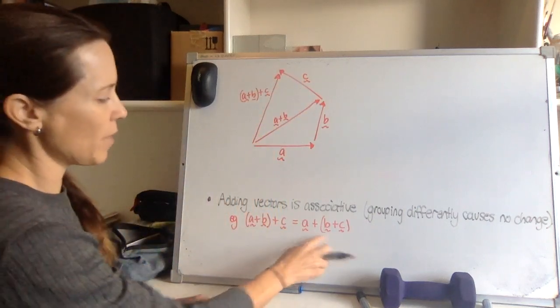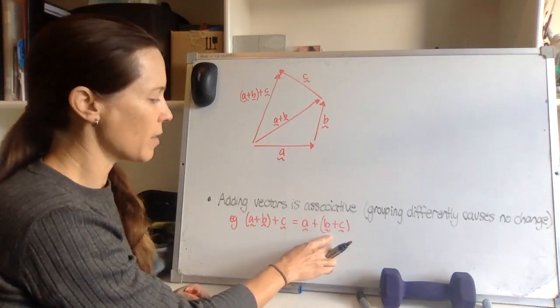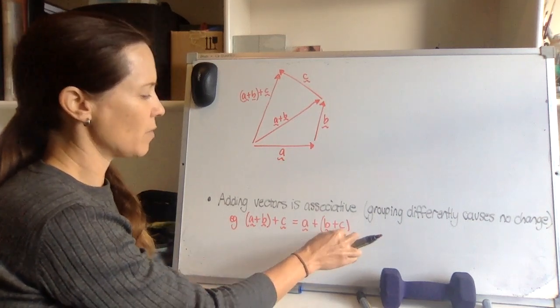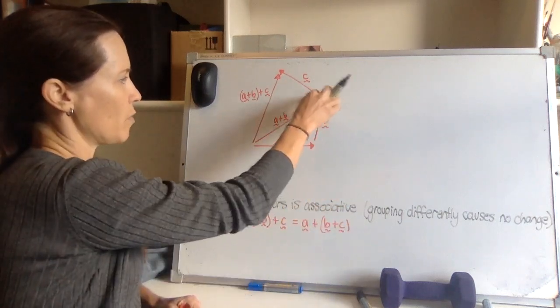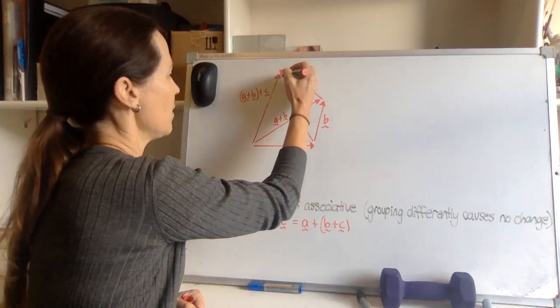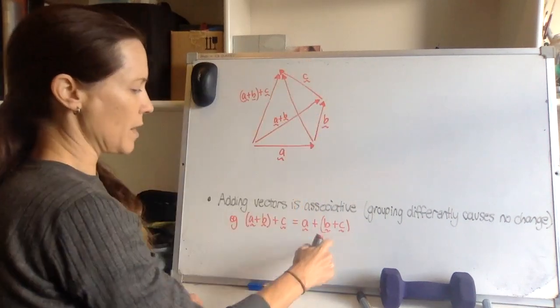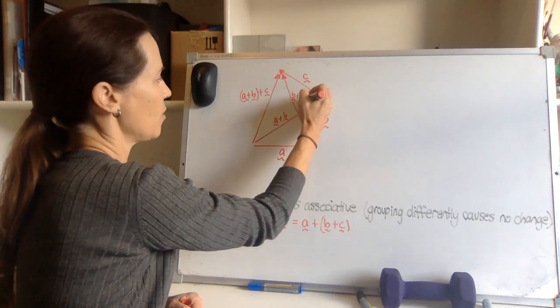But if we're to do it the other way and say, well, all right, let's just start by doing this part first that's in brackets. What is vector B plus vector C? Well, here's vector B, and if we then do vector C, we've gone there. So the net effect of that movement is to go here. We could call this line vector B plus vector C, couldn't we?